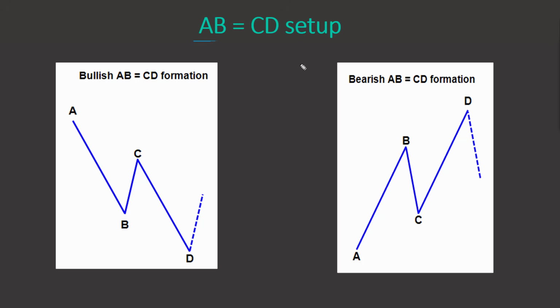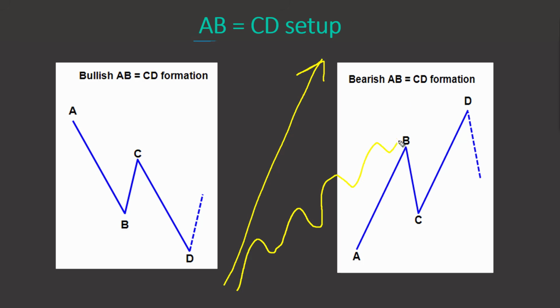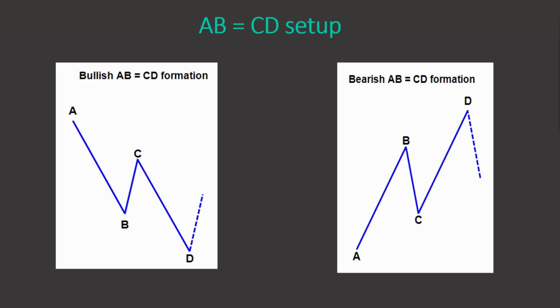AB equals CD. And it is based on the fact that markets move in a wave-like manner, even when they are trending. There's not often a trend that would be like a straight line, right? When there's a trend, even if it's an aggressive trend, there are always those pullbacks, those little waves. And this works with that. So you are trying to catch those waves and trade based on that.